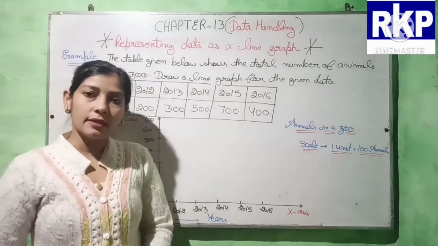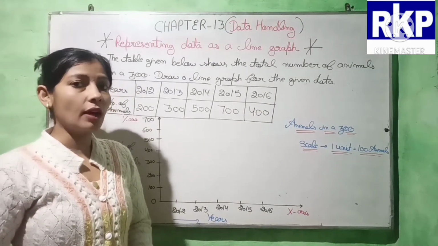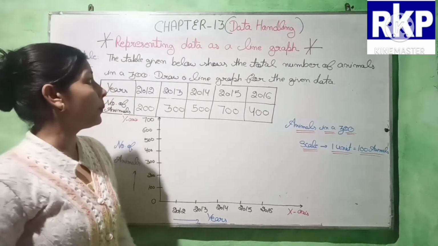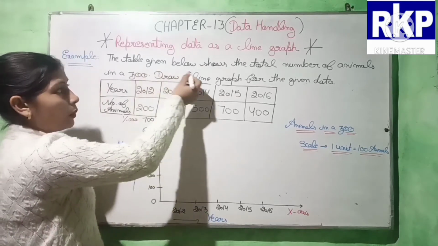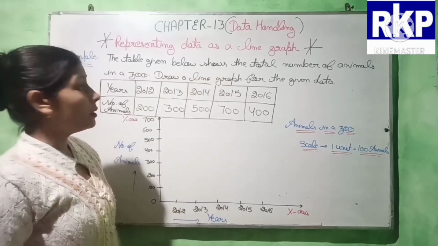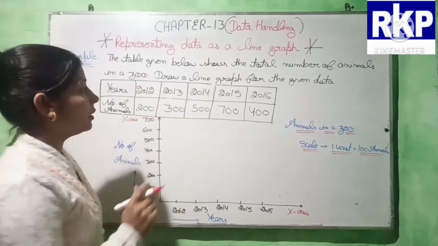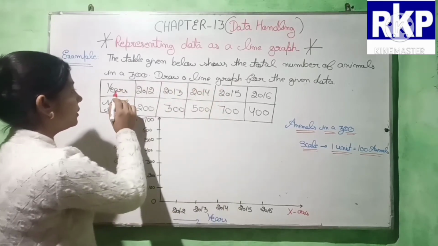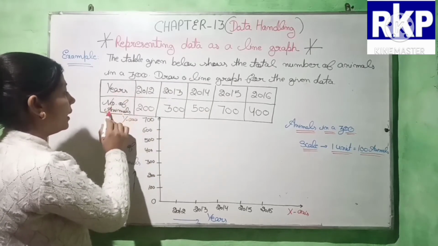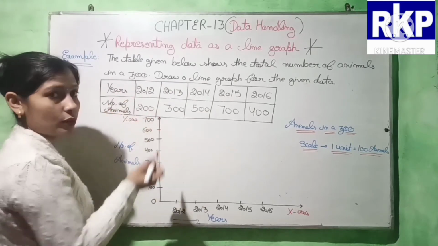Now students, let us take one example to understand how we can draw a line graph. The table given below shows the total number of animals in a zoo. Draw a line graph for the given data. So here we have a table and it shows years and number of animals in a zoo.